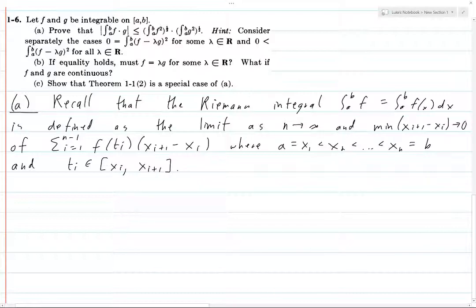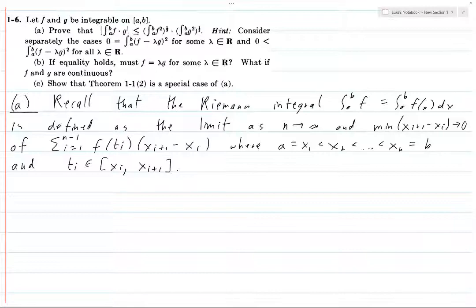Okay, so basically what's happening here is you break the interval from a to b up into a whole bunch of intervals. The interval from x1 to x2, then the interval from x2 to x3, etc., until you've got a partition of the entire domain. And then for each interval in this partition, you choose a point in that interval, evaluate the function at that point, and multiply by the length of the interval.